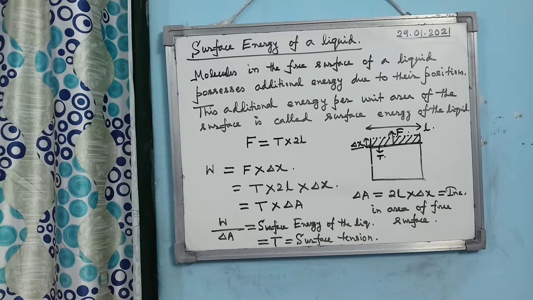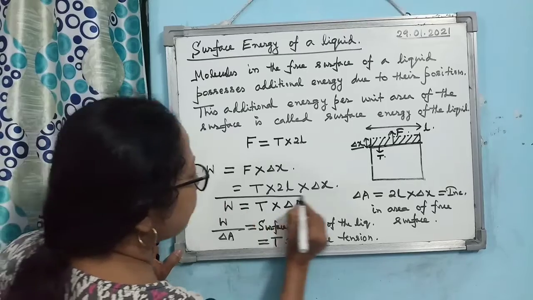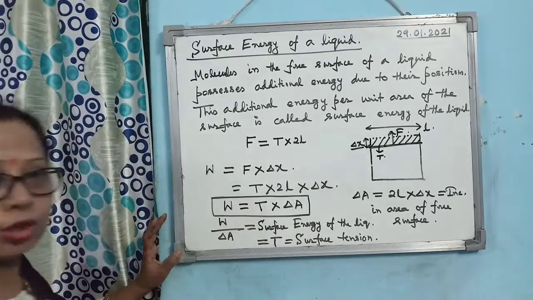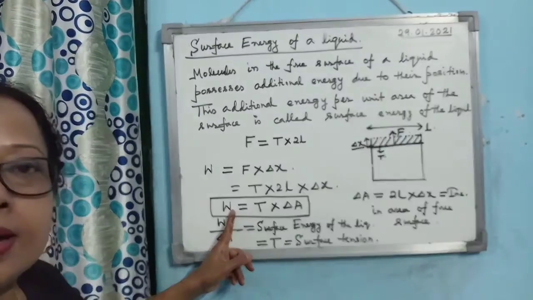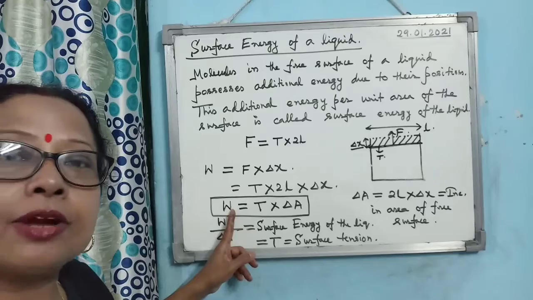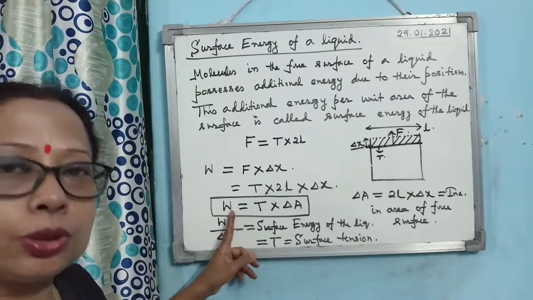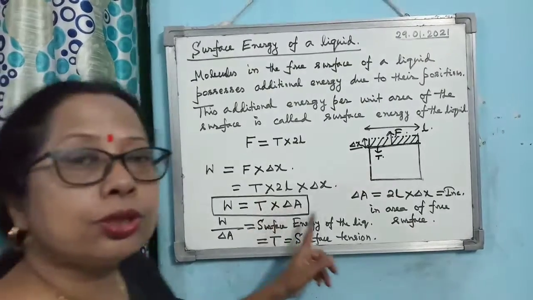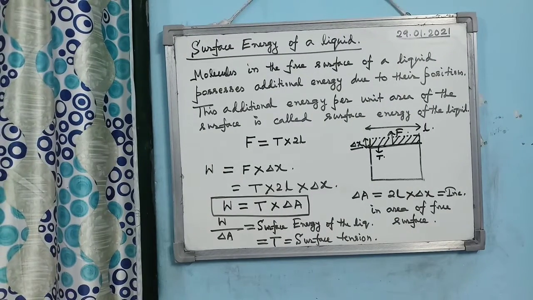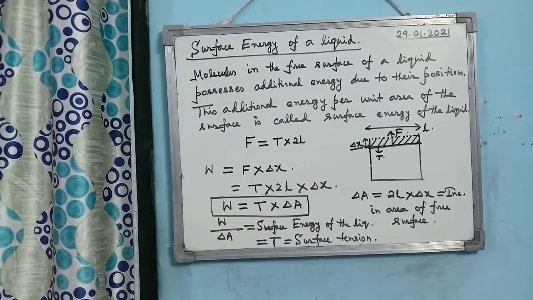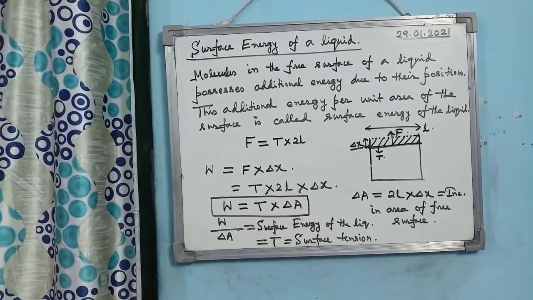So this is the relation between surface energy of a liquid and surface tension, and this point is very important because this concept later on we will use for soap bubble, air bubble and all. You must remember that work done in increasing the free surface of a liquid is equal to surface tension into increase in area. And from that we are getting the relation that surface energy of a liquid is numerically equal to the surface tension.